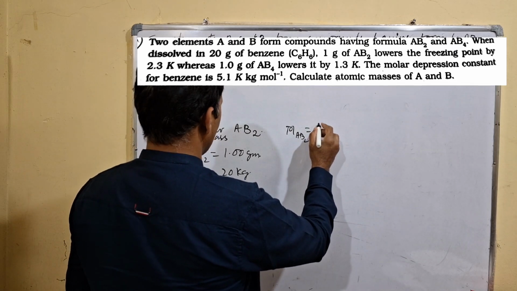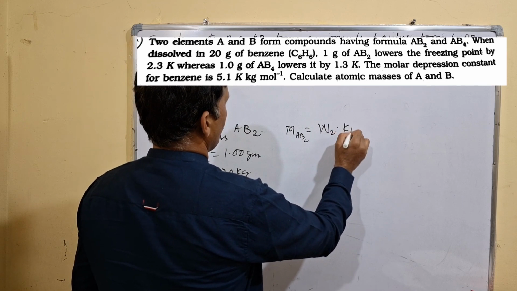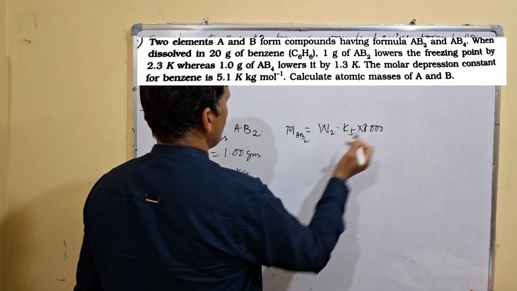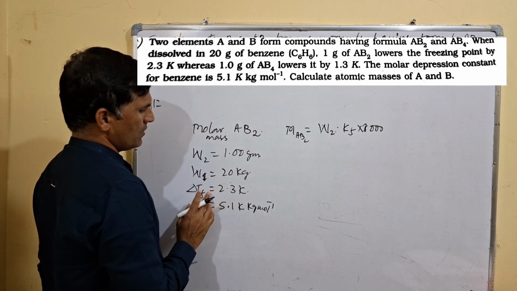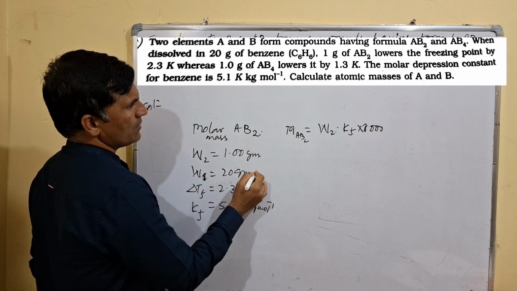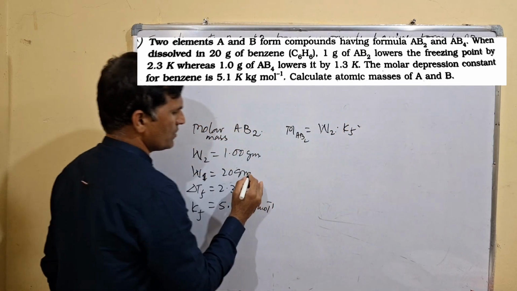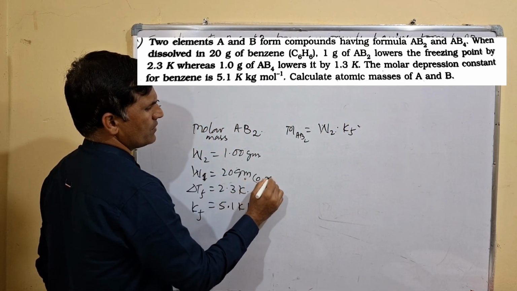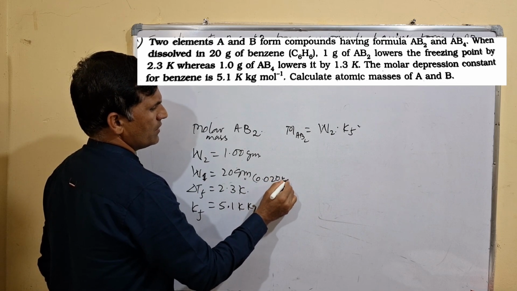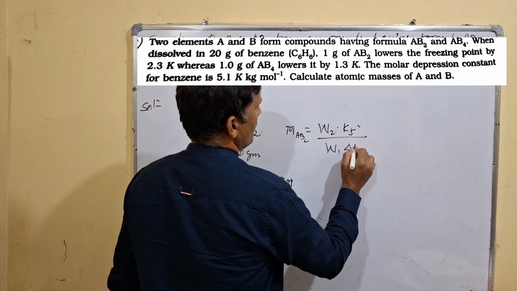So it comes out to be, the formula is W2 into Kf into 1000. Why are we doing 1000? Because the solvent given is 20 gram. If you want to express that in terms of kg, instead of taking 1000, you can take 0.02 kg, like that. We take W2 divided by W1 into delta Tf.